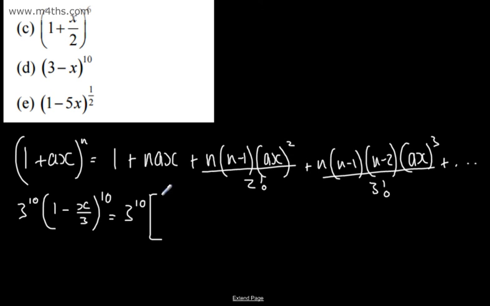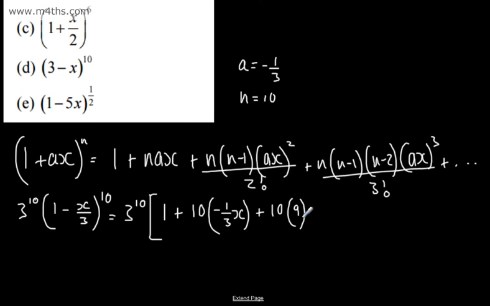Then we're going to get now, just consider that a is negative 1/3 and n is equal to 10. So we're going to get 1 plus n multiplied by ax. Well, n is 10, then we're going to have 1/3 x, and that's negative, plus n, which is 10, n minus 1, which is 9. Then we're going to have now negative 1/3 x, which we need to square. That will be positive 1/9 x squared.